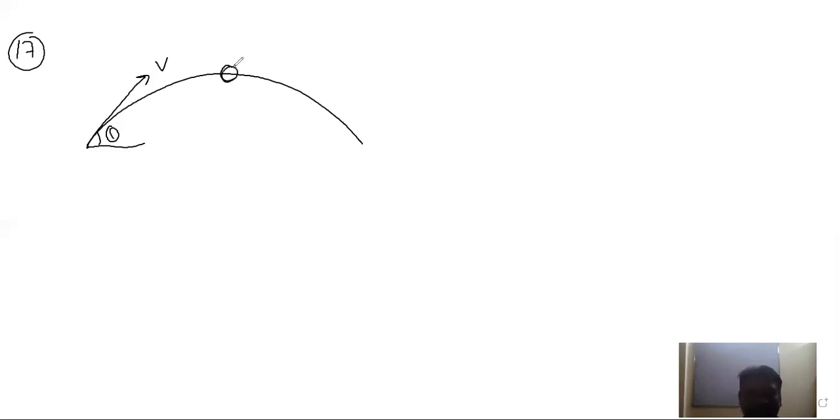At the highest point, it explodes into two parts of equal masses. If the initial mass was m, then the final masses will be m by 2 and m by 2. One of the masses retraces its path. So what about the velocity of the other piece? How will we find it? We will use conservation of momentum.